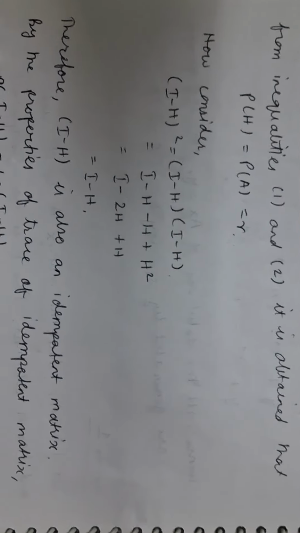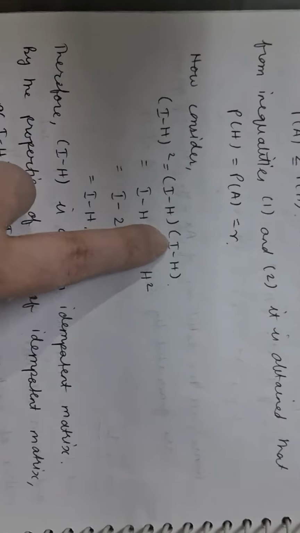Now if we consider I minus H square, it is equal to I minus H into I minus H. On opening up these brackets, we expand it, and hence what do we get? This multiplied by this and this into this and so on. So this comes out to be I minus H. Therefore I minus H is also an idempotent matrix.